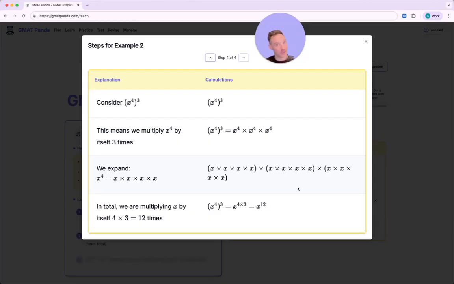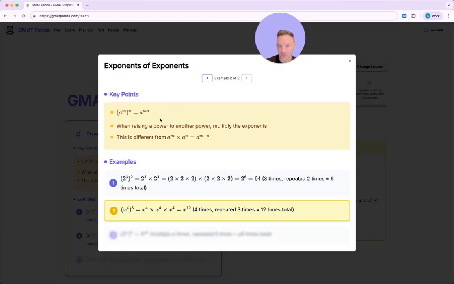Whereas when we multiply the base numbers together, we add the exponents. So it's very easy to get confused between the two. But remember, the two key rules are, one, exponent of exponent, you multiply the exponents, and if you multiply the bases, you add the exponents.